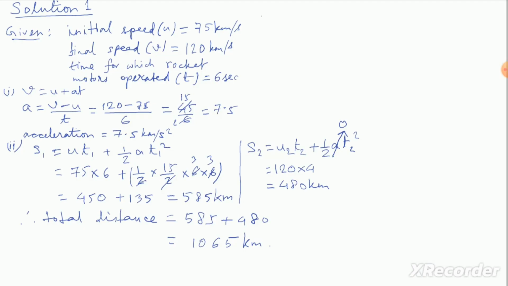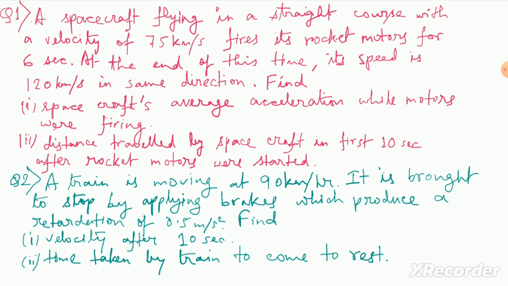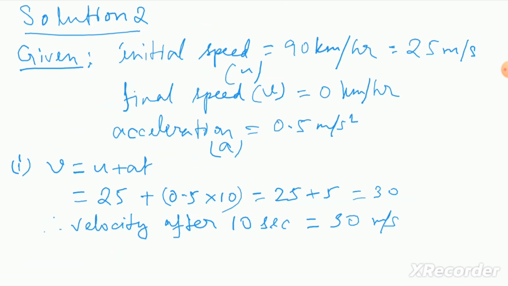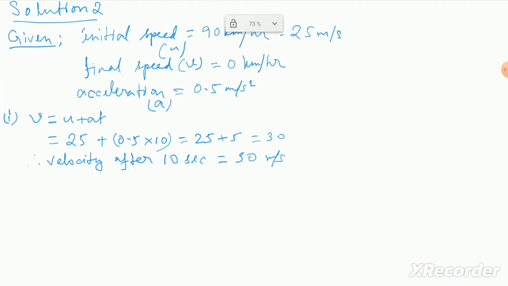Now the next part, the time taken by the train to come to rest. For this we need to again apply the formula v equals u plus at, but here v will be taken as 0. That is the same formula we will be using, but the values will be different. Here v will turn out to be 0. So 0 equals initial velocity, which is 25.